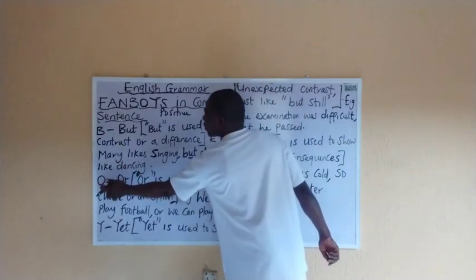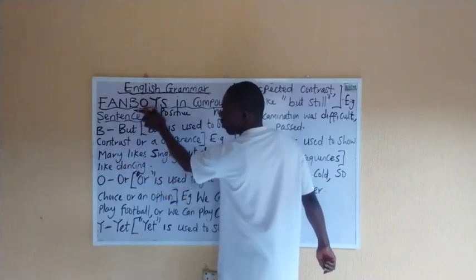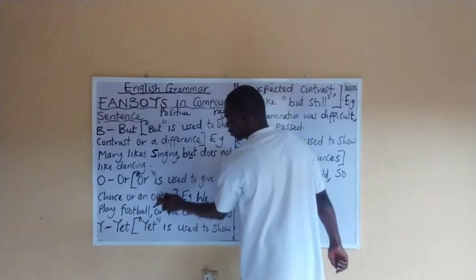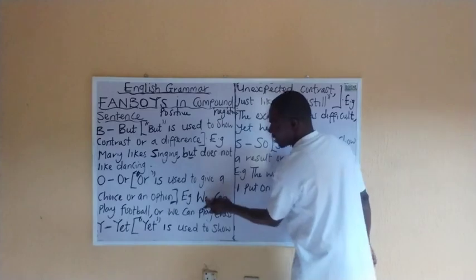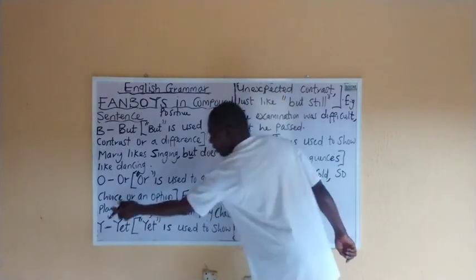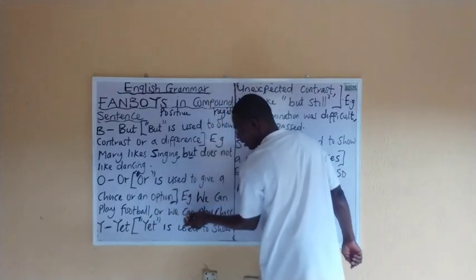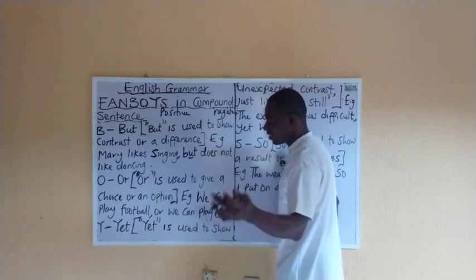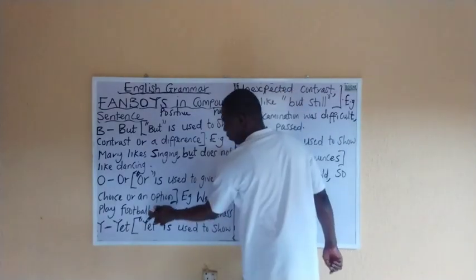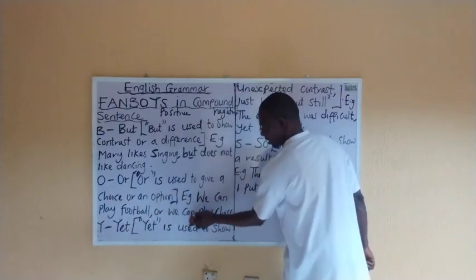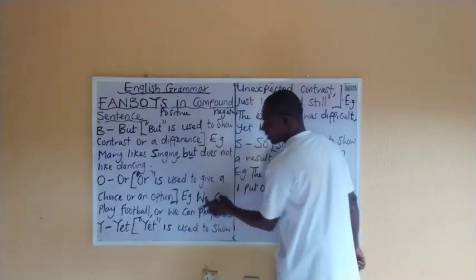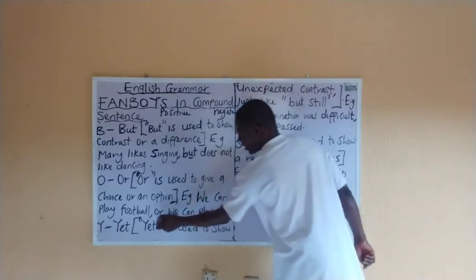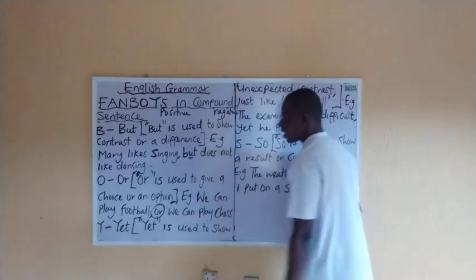Then the next one, O in FANBOYS stands for "or," and "or" is used to give a choice or an option. For example: We can play football, or we can play chess. So the first independent clause says we can play football. The second part says we can play chess. So there's an option whether to play football or to play chess. Hence we use what? Or.